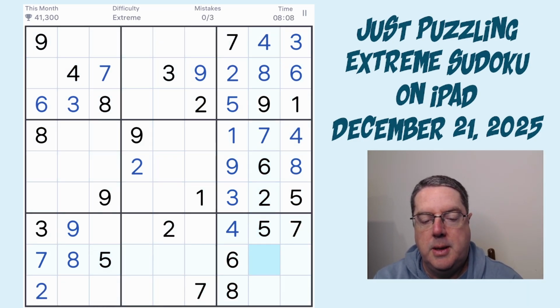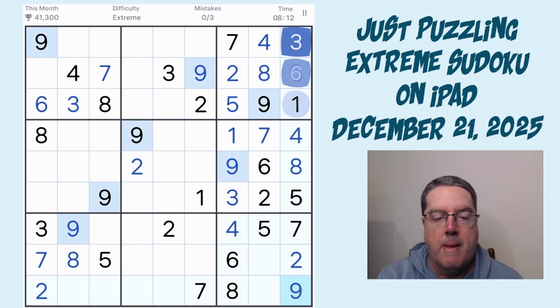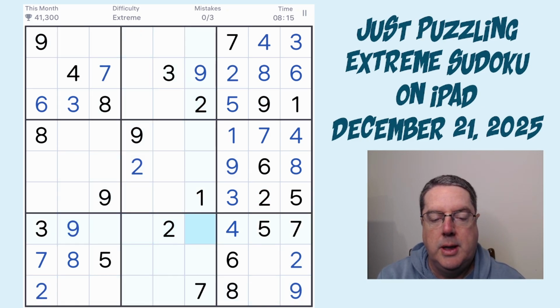2 comes across here, down here, so that's a 2 there. To finish off this column, I need a 9. 9 comes across here, down here, and down here, so that's a 9 there.